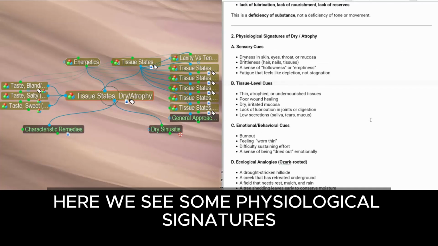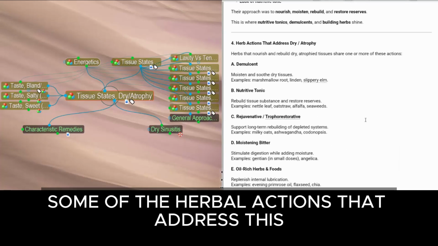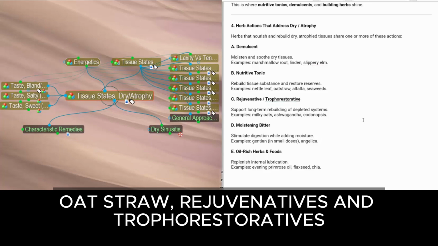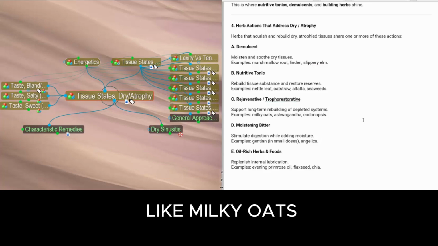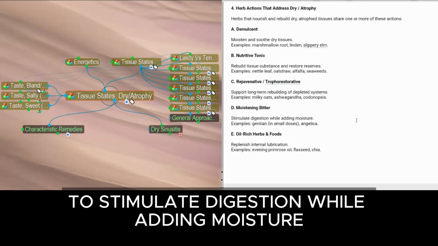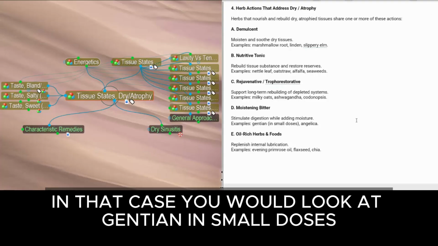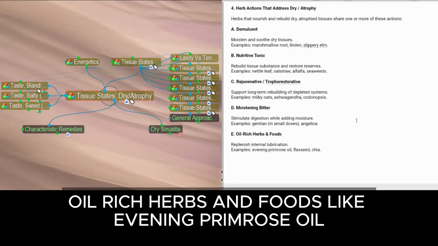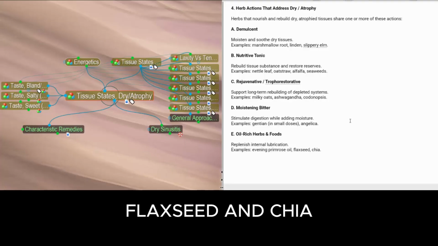Here we see some physiological signatures, some of the herbal actions that address this. Think of demulcents, nutritive tonics like nettle leaf, oat straw, rejuvenatives and tropho-restoratives like milky oats, ashwagandha, codonopsis, moistening bitters to stimulate digestion while adding moisture. In that case, you would look at gentian in small doses and angelica. And then, of course, oil-rich herbs and foods like evening primrose oil, flaxseed, and chia.